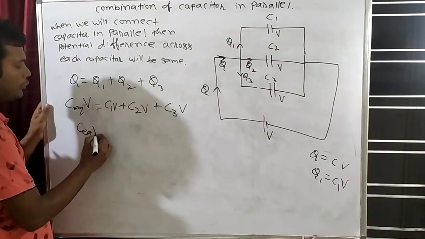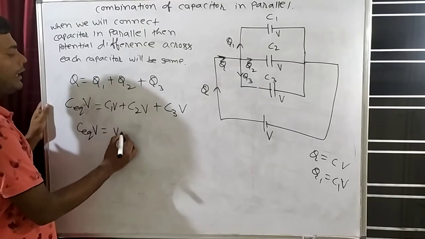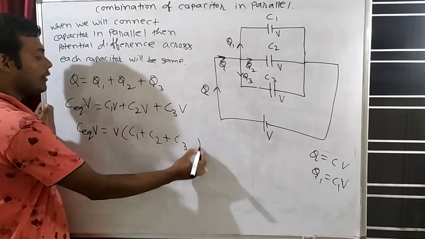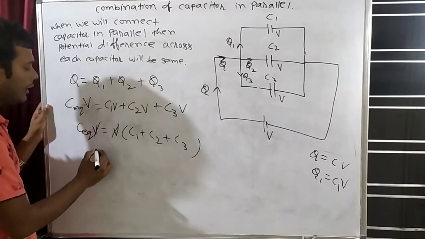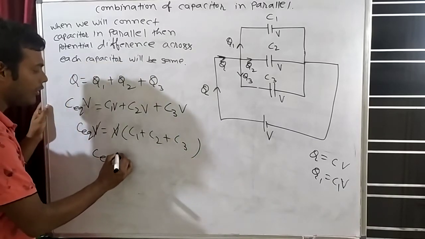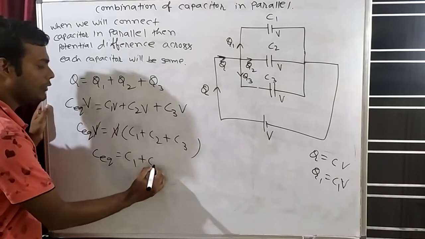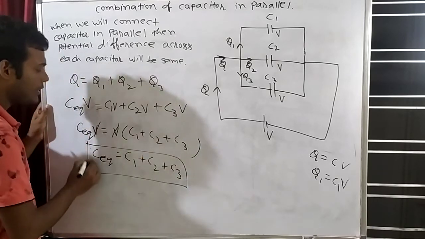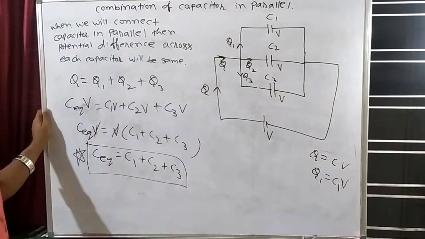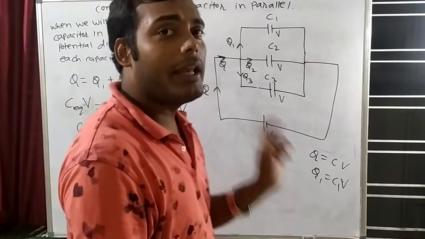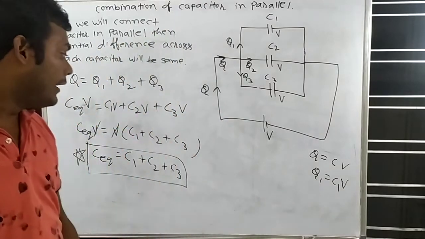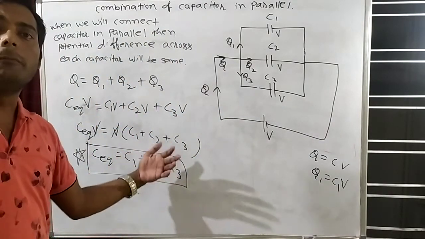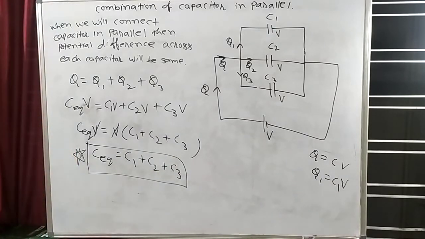So C equivalent into V is equal to, taking V common, C1 plus C2 plus C3 into V. V and V will cancel. What will remain? C equivalent is equal to C1 plus C2 plus C3. That means whenever we connect capacitors in parallel, their equivalent capacitance will be equal to C1 plus C2 plus C3. Clear?